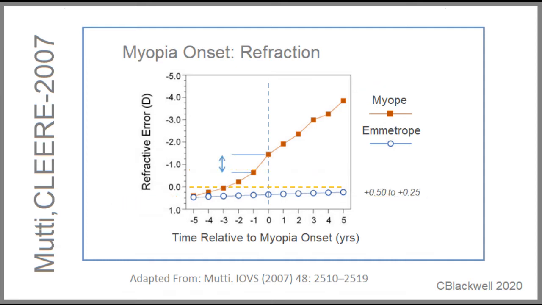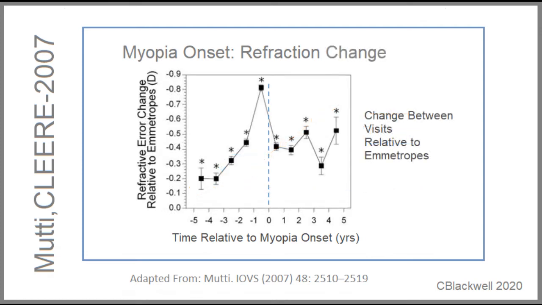The next step is to look at the rate of refraction change, measuring the difference between visits. Here they graphed refraction change comparing myope versus emmetrope. Since emmetropes changed very little, this essentially shows the yearly change in myopia.